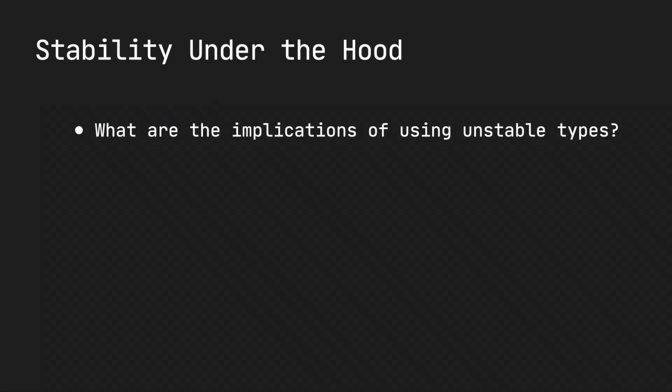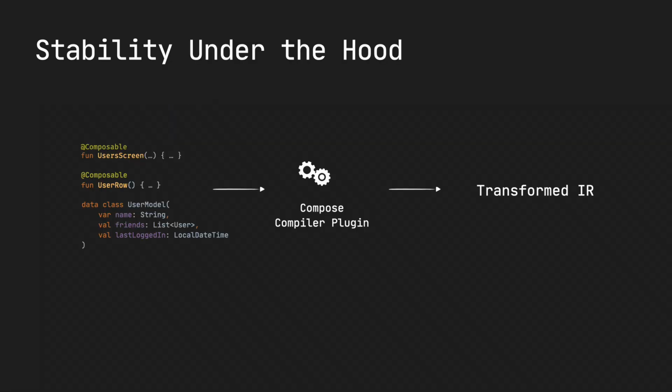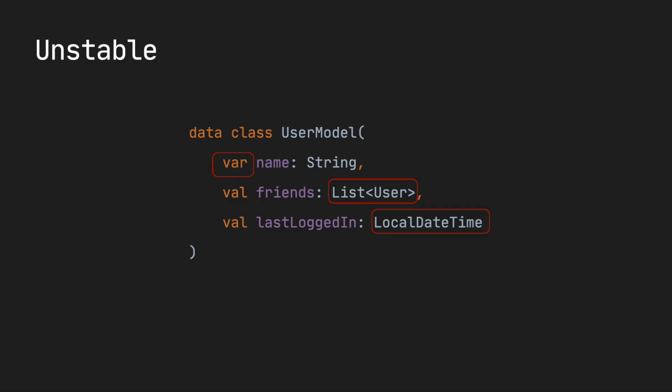What are the implications of using unstable types? In the Compose Compiler plugin, you'll see a dedicated transformer. It's just for being able to look at your IR types, and it maps it to a stability. Stability is defined in the Compose Compiler plugin using a sealed type, a sealed class, as we'll look at. So here in this example, we had all these problems in red.